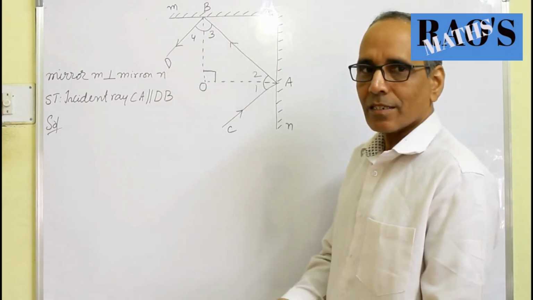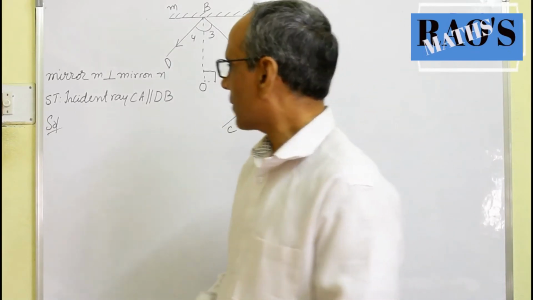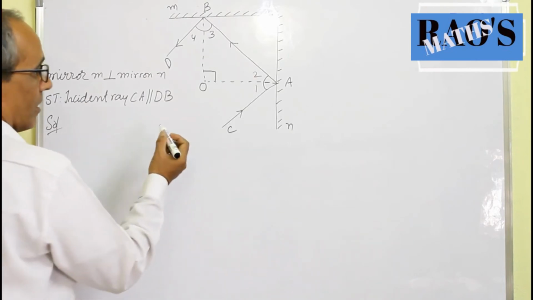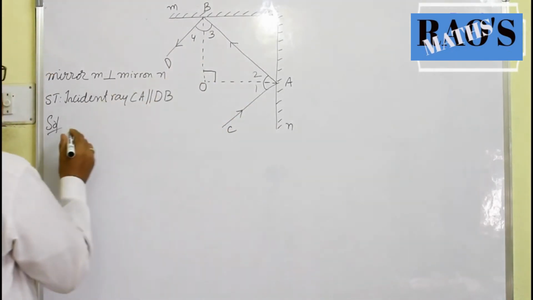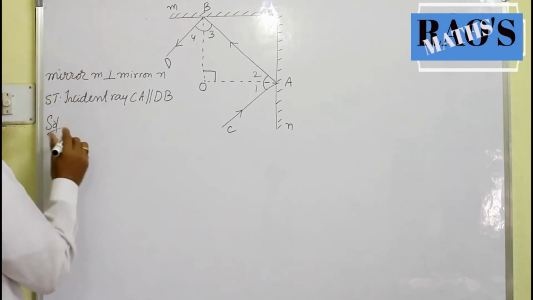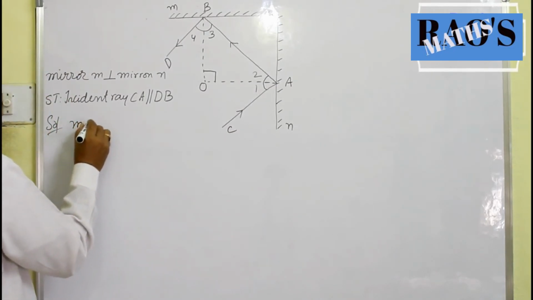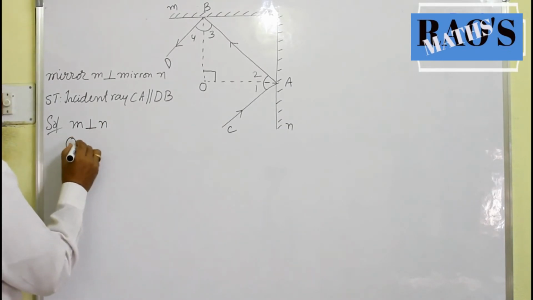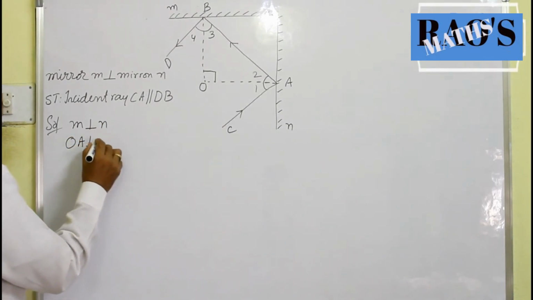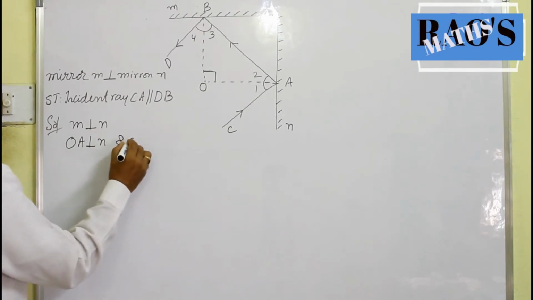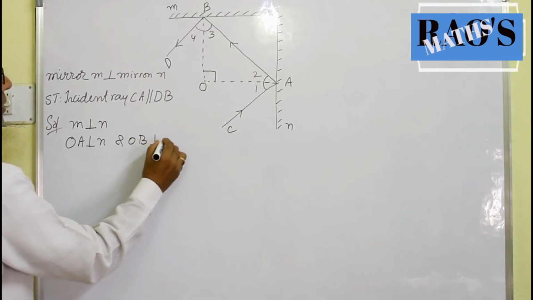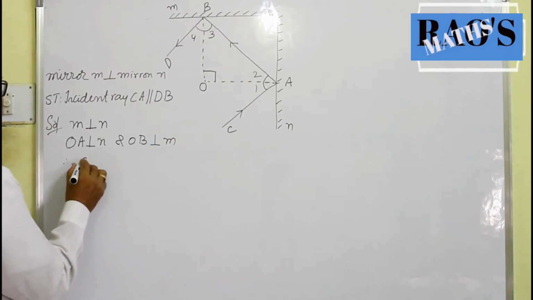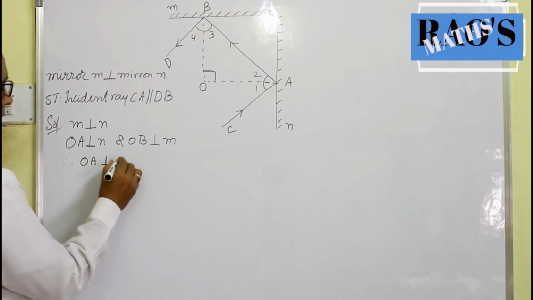Now what we discussed, you have to put on the paper. First, M is parallel to N. In your solution, of course, this is the question. In our answer, we write M is perpendicular to N, and OA is perpendicular to N and OB is perpendicular to M. Therefore, OA is perpendicular to OB.